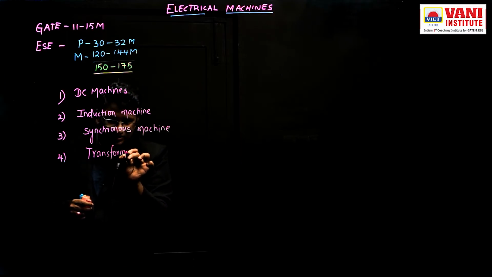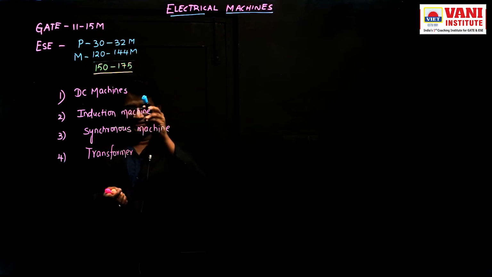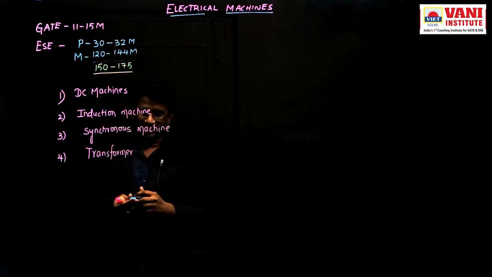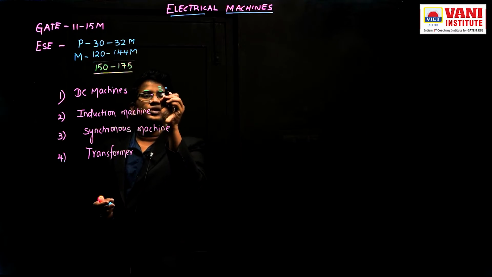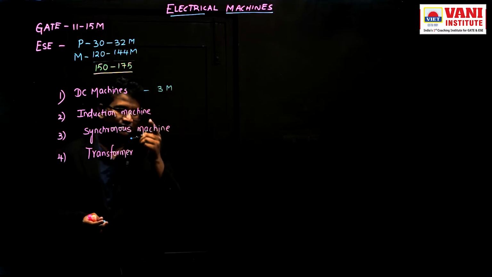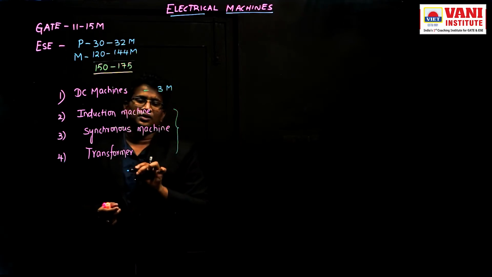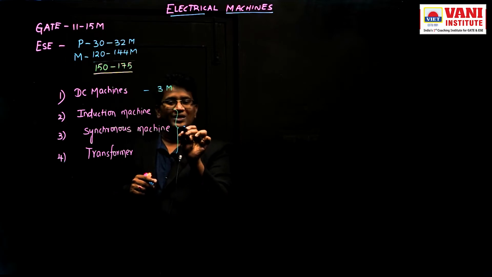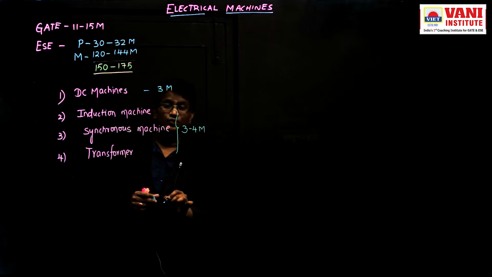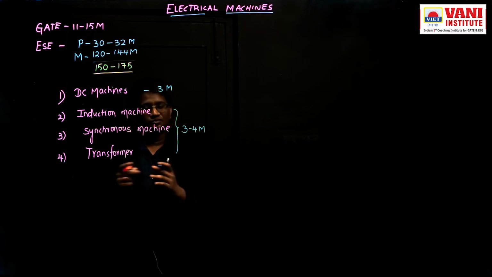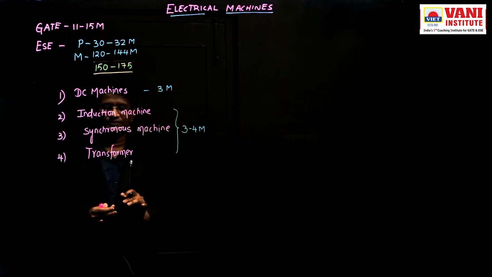What is that? Transformer. Typically the weightage of these parts in electrical machines in the GATE examination is around 3 marks. Up to 3 marks you can expect from DC machines. For induction machine, synchronous machine and transformer, you can expect at least 3 to 4 marks in GATE exam. Whereas in engineering services, you can equally divide the whole marks. You will get the same weightage.